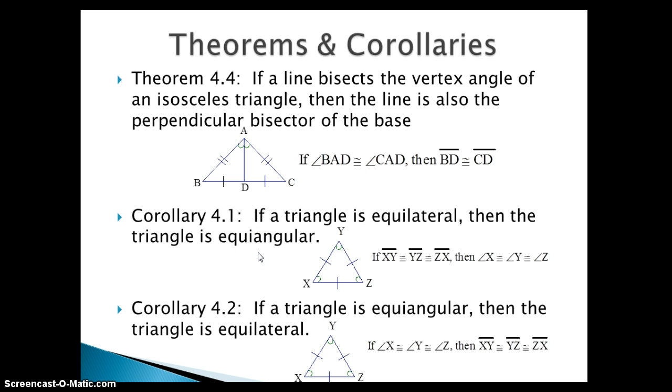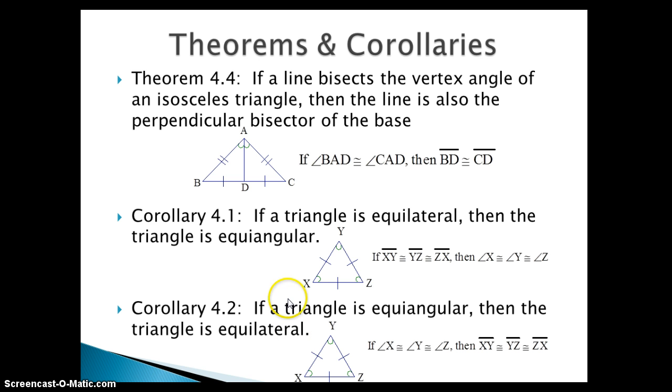A corollary to that says if the triangle is equilateral, then the triangle is equiangular. So we have one corollary that says if the triangle has three equal sides, it also has three equal angles. A second corollary says that if it has three equal angles, it also has three equal sides. And those, again, don't have specific names.